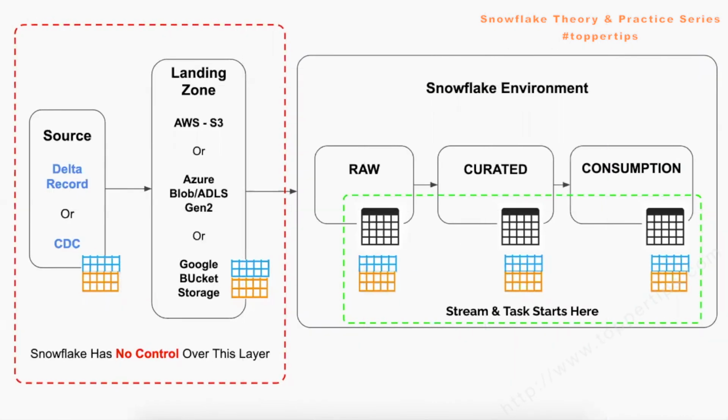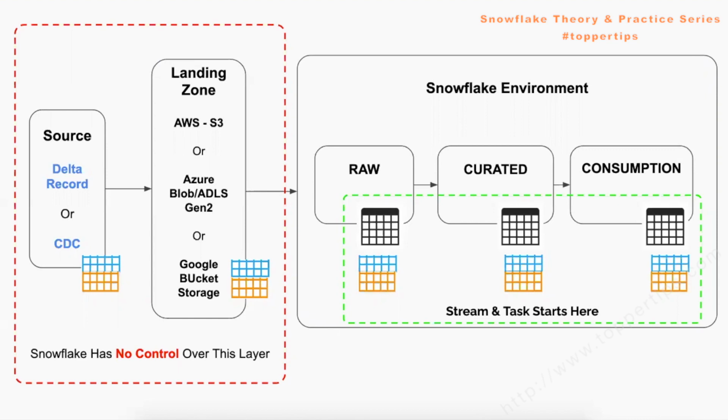So now let's understand where exactly the stream and task come in when we talk about Snowflake. If you look at this red demarcation, this is where Snowflake does not have any control. So stream and task actually start within the Snowflake environment, which is your raw, curated, or consumption layer.